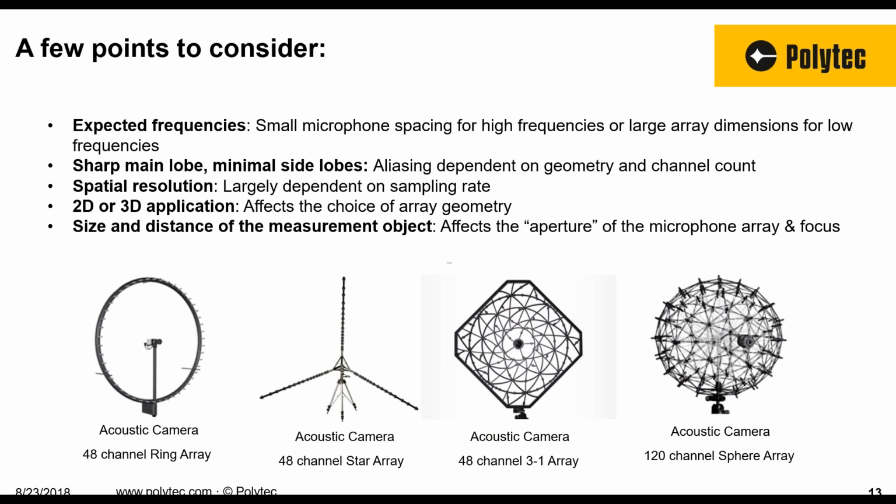And then obviously you have to consider if you're looking at a 2D or 3D application. As I mentioned, the sphere array with the opposing microphones is used for our 3D applications. With our ring array, they're all pointing forward, so we assume a measurement plane based on the camera image. And then obviously your size and distance of the measurement object, you want to be able to see that all in your camera image.